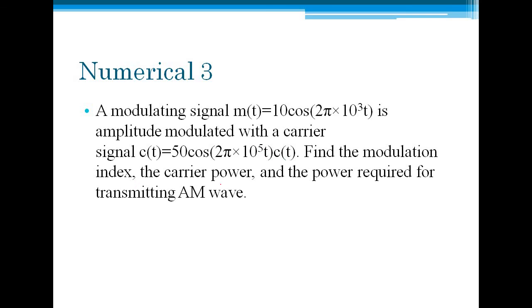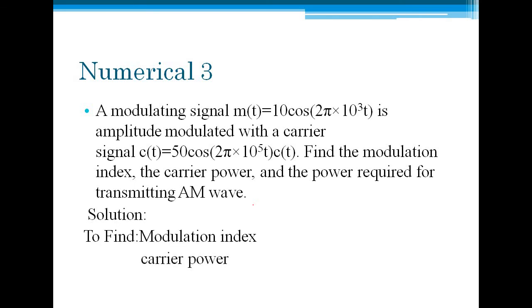Find the modulation index, the carrier power and the power required for transferring the AM signal. So here they have given the modulating signal and carrier signal and ask us to find out the modulation index, carrier power and the power required. So let's begin with the first part. Before that we have to extract the parameters.